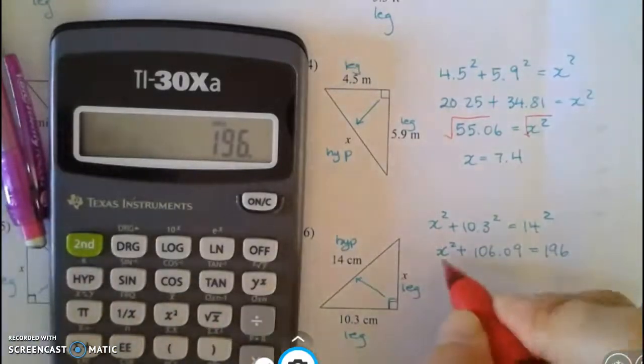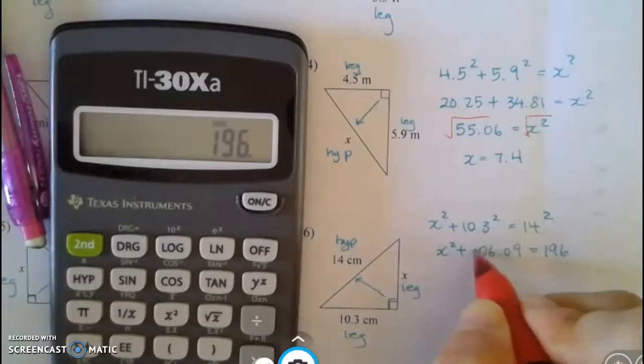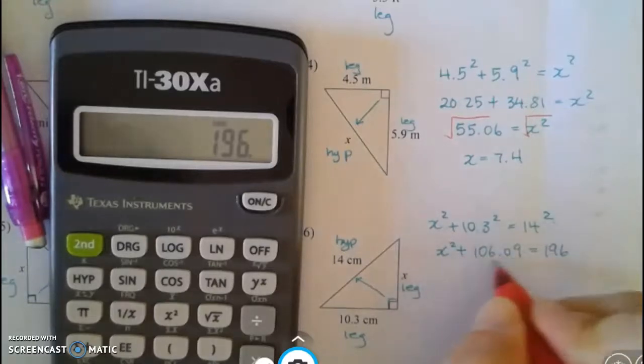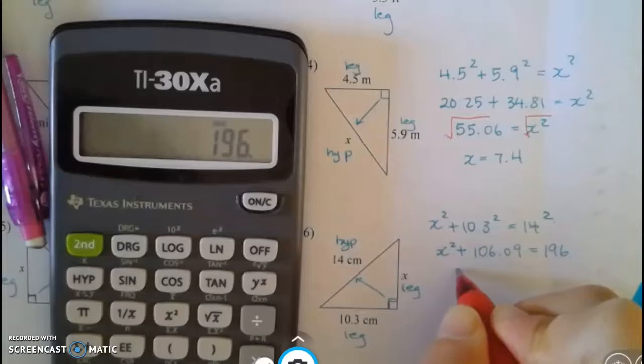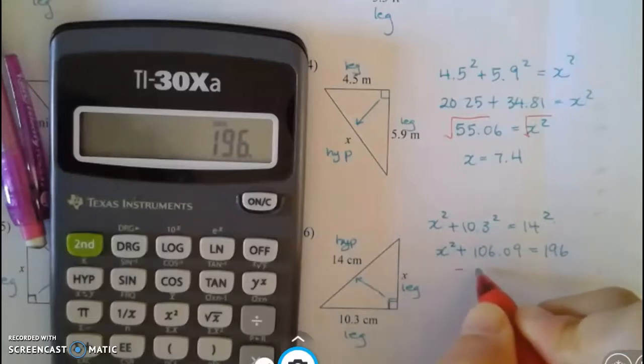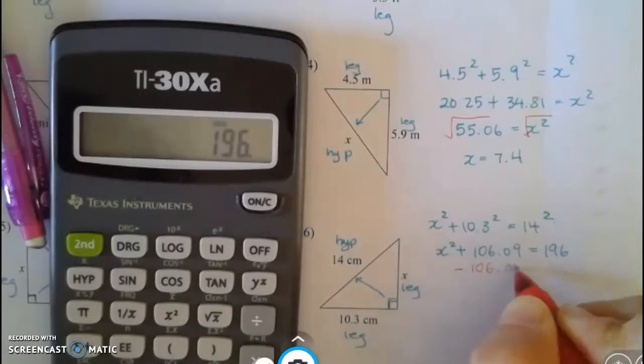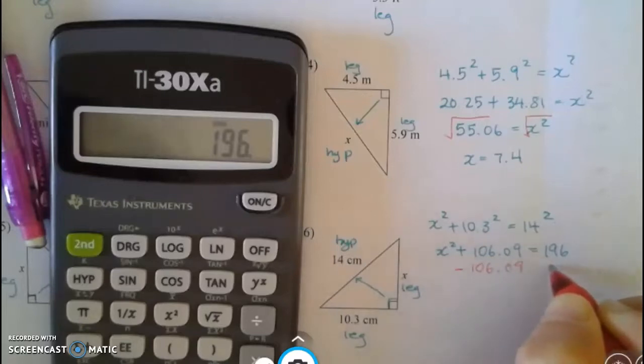So again, I don't want x squared plus this number. I need to get rid of this number. How do I do that? It's adding. So what is opposite? What is the undoing of adding? You're subtracting. You subtract 106.09 from both sides.